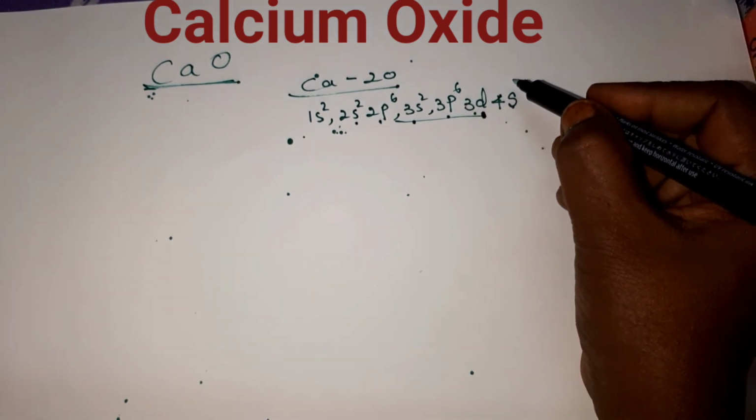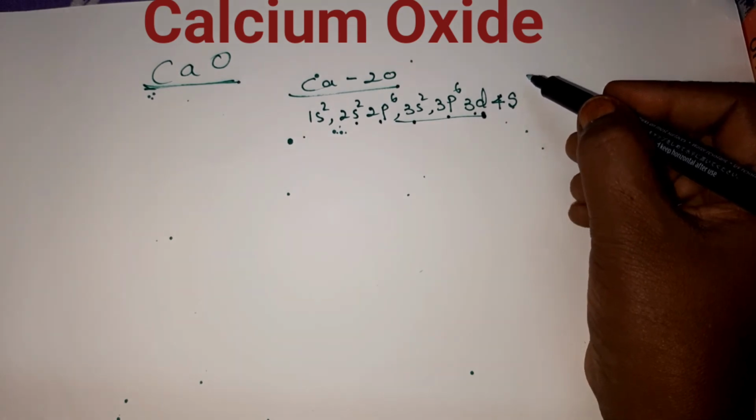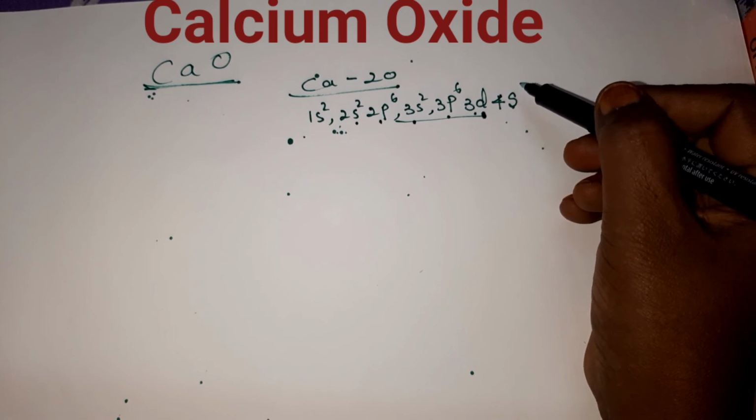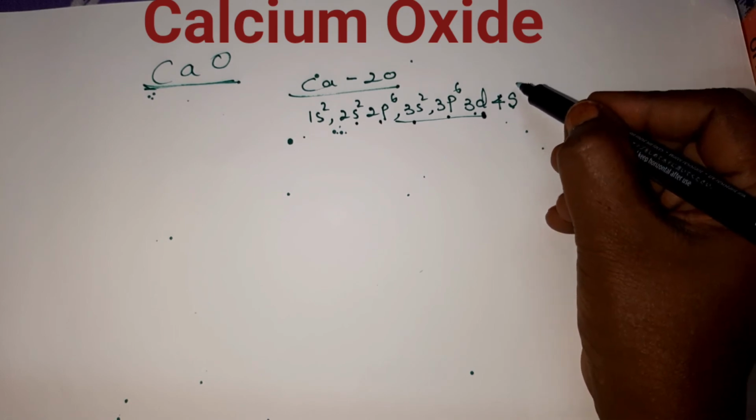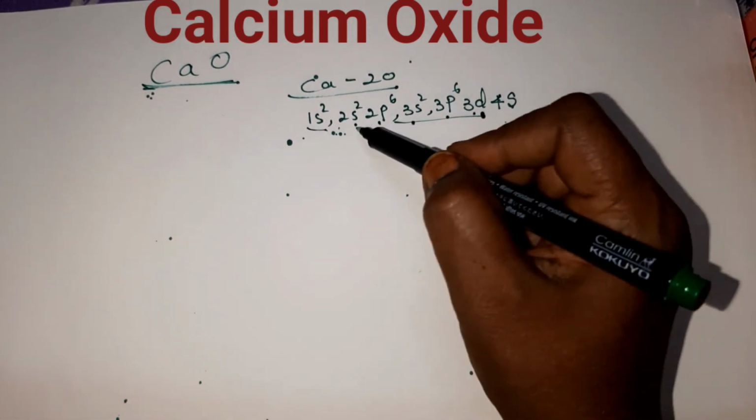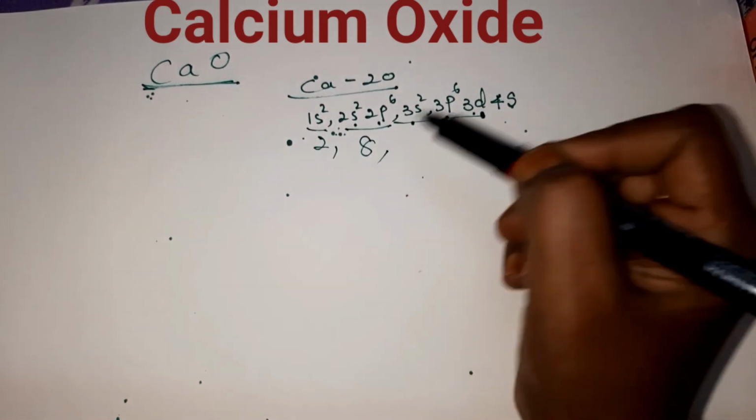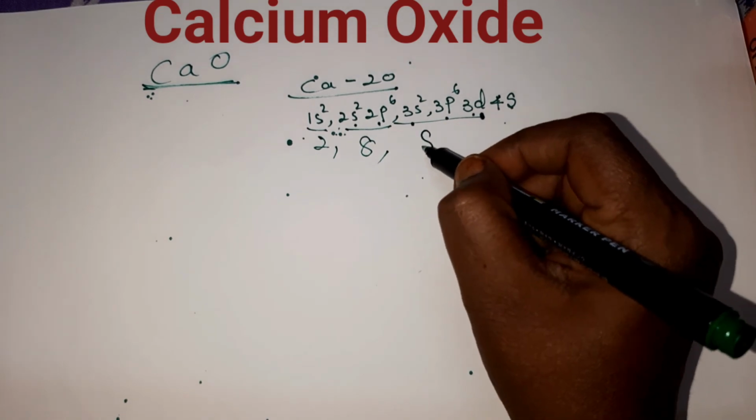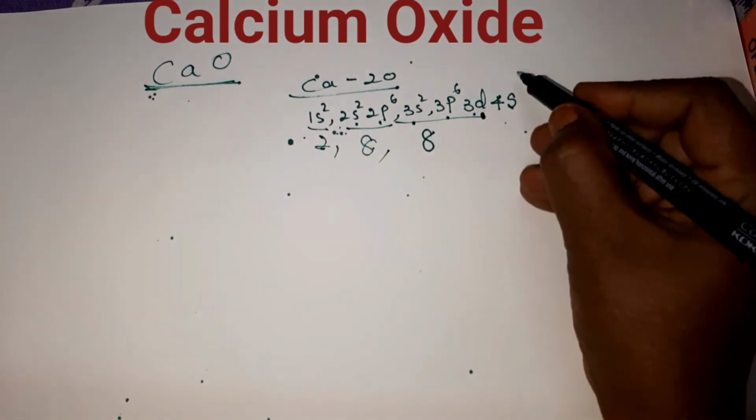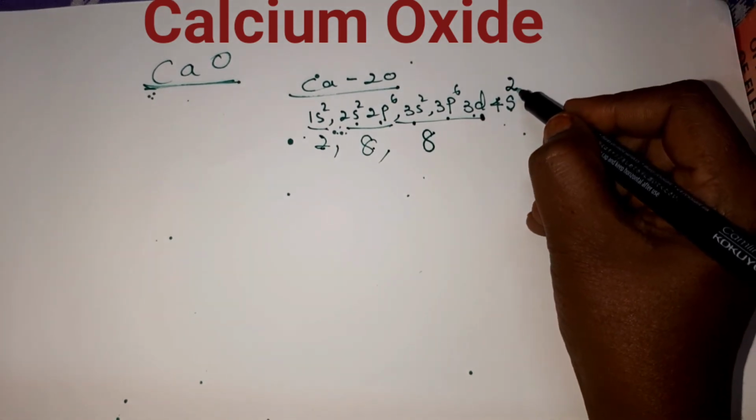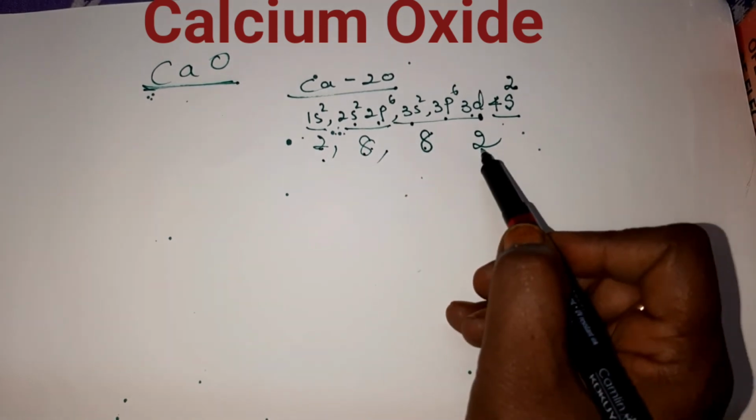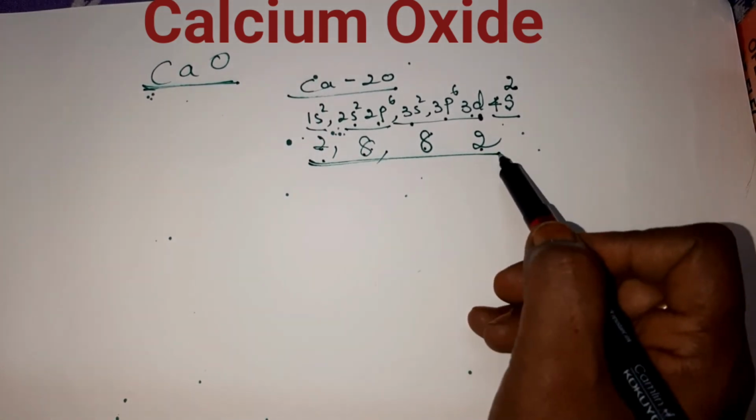Okay, because S shell is the most active, we can say reactive shell. So the electrons first fill in S shell. So you have 2, 8 electrons, then you have 8 electrons here. So you have 16, 17, 18, 2 electrons are there in the outermost shell, S shell. So you have 2, 8, 8, 2. So this is the electronic configuration of calcium.